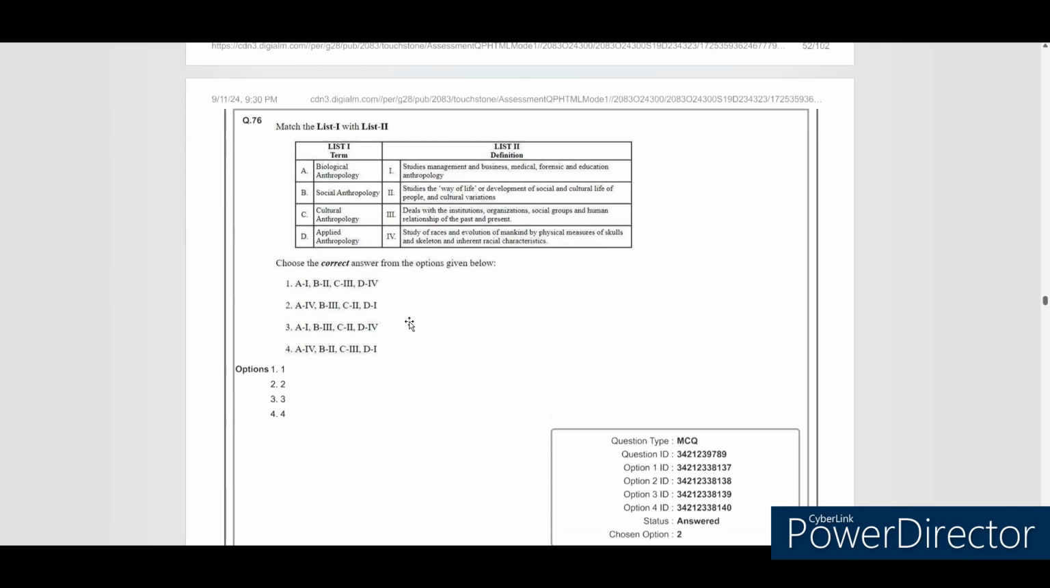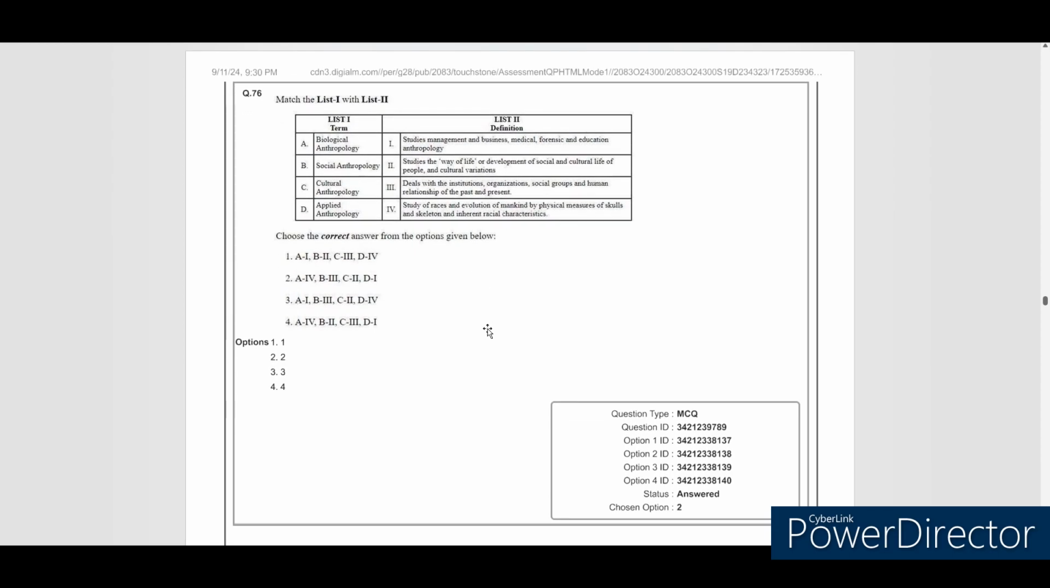Now coming to question number 76, which is also a very direct and very easy question. Check the options for A and C. The first one, biological anthropology, should include skulls and skeleton, right? That is something related to biology. Similarly, cultural anthropology should include the cultural life of people. So option A should be 4 and option C should be 2. Check the option which has A4 and C2. It is option 2. So very simple, right?